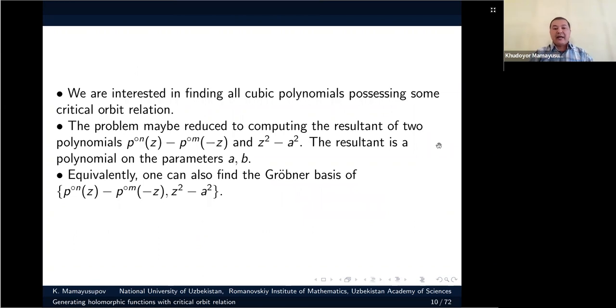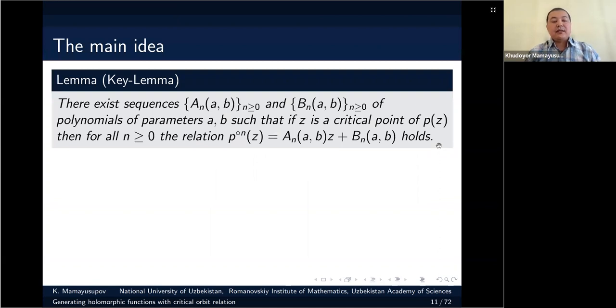The problem of finding these may be computed directly by computing resultants of these two polynomials, or you can also try to find Gröbner bases. If you want to do it in symbolic software, you can do this kind of experiment, but it's very slow. So here is the key lemma behind the key idea. There are sequences a_n and b_n of two parameters, such that if your critical point is z, then all iterates can be an affine function of this z.